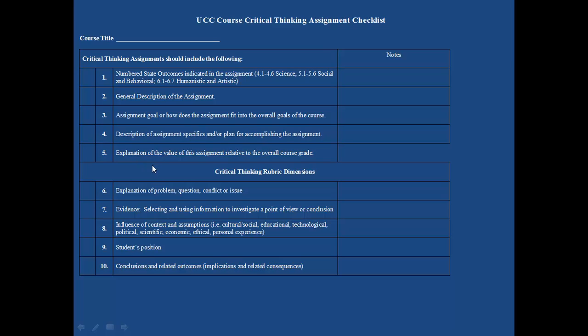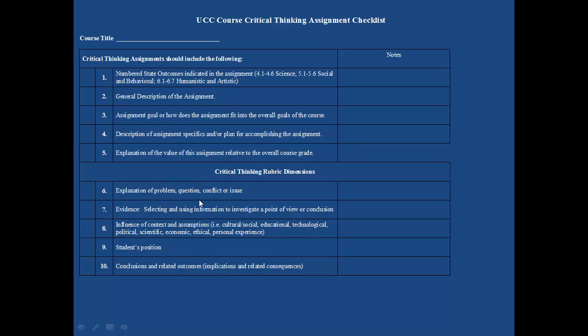And then an explanation of the value of this assignment relative to the overall course grade. We want the assignment to have meaning. If it's only worth a very, very small percentage of your total class grade, the students aren't going to take it seriously. So we kind of want to have an idea of where you stand with that in terms of meaning, in terms of grading.